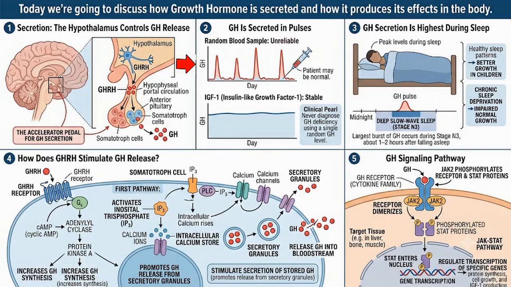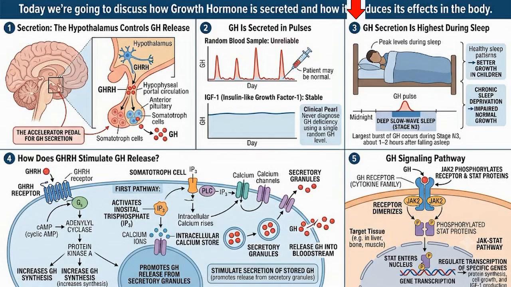Instead, clinicians usually measure IGF-1, which remains relatively stable throughout the day, or perform GH stimulation tests, such as the insulin tolerance test or glucagon stimulation test. Clinical Pearl. Never diagnose GH deficiency using a single random GH level.